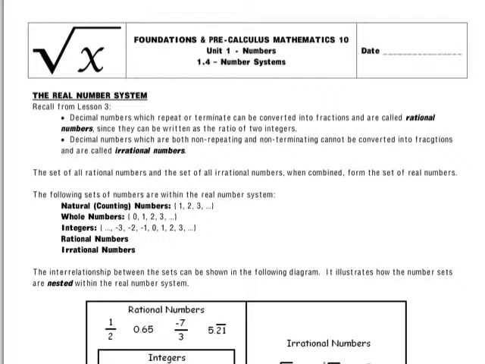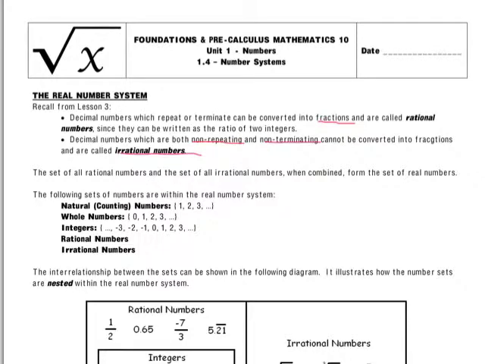So just from the previous lesson you will recall that the rational numbers are numbers that repeat or terminate, and most importantly can be written as fractions. Decimals that are non-repeating and non-terminating cannot be converted into fractions, and they're called irrational numbers.